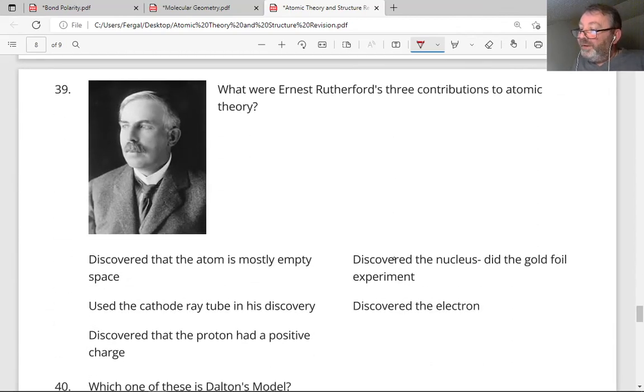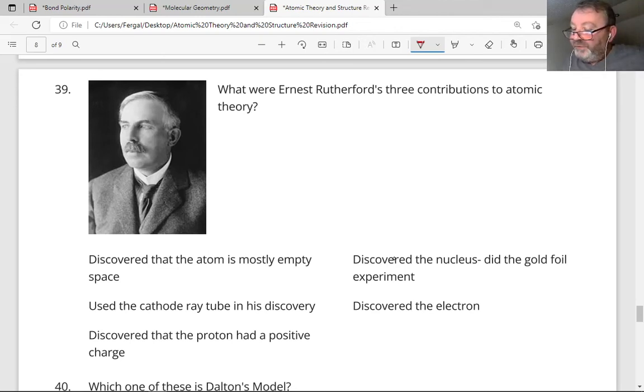39. What were Ernest Rutherford's 3 contributions to atomic theory? Number 1, all atoms are 99% empty space. Number 2, all atoms have a very dense positive nucleus. And number 3, those dense positive parts are called protons.